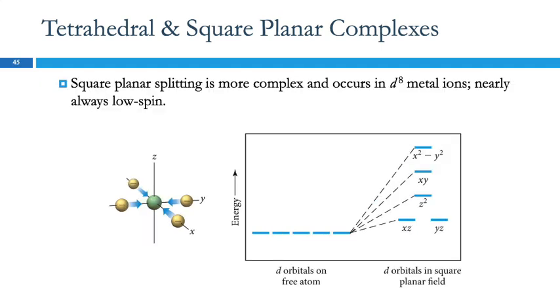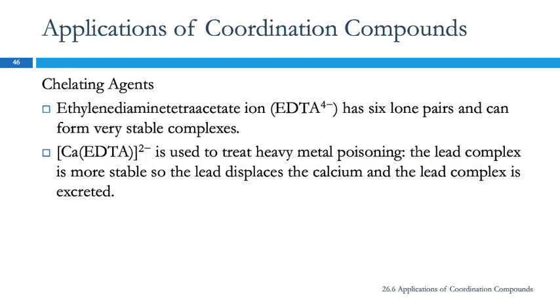Square planar gets ugly. So this happens in d8 metal ions. This is almost always low spin. But from our 5 degenerate orbitals, we get 2 that are degenerate, and then 3 that are on separate levels. Because this is low spin, these guys are going to fill up before they go up there. Any questions?